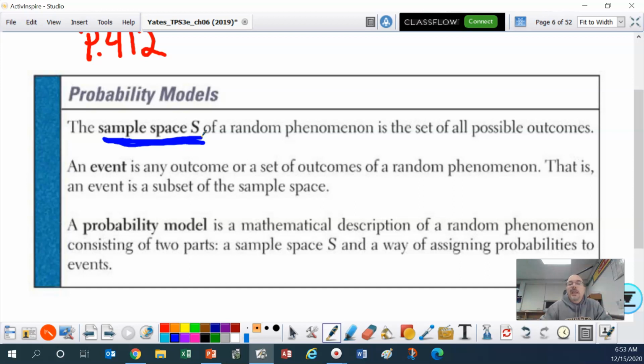An event is any outcome or set of outcomes of a random phenomenon. That is, an event is a subset of the sample space. So it's like an individual outcome. A probability model is a mathematical description of a random phenomenon consisting of two parts: a sample space, which we'll represent with a capital S, and a way of assigning probabilities to events.